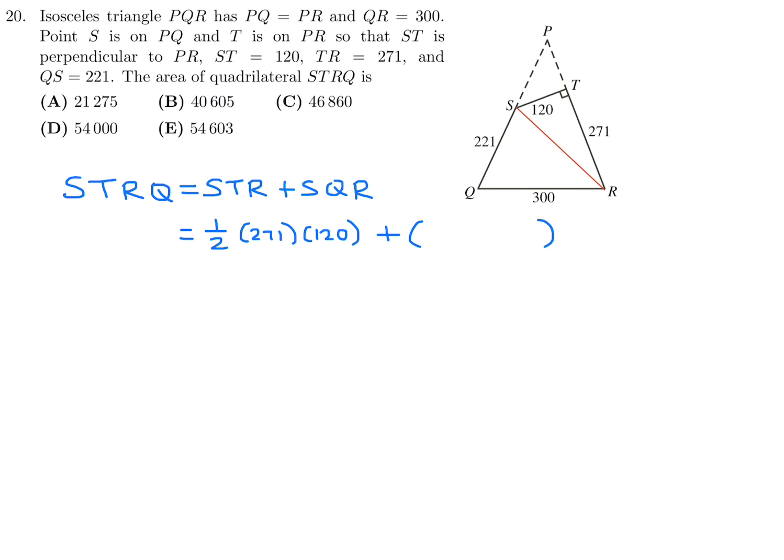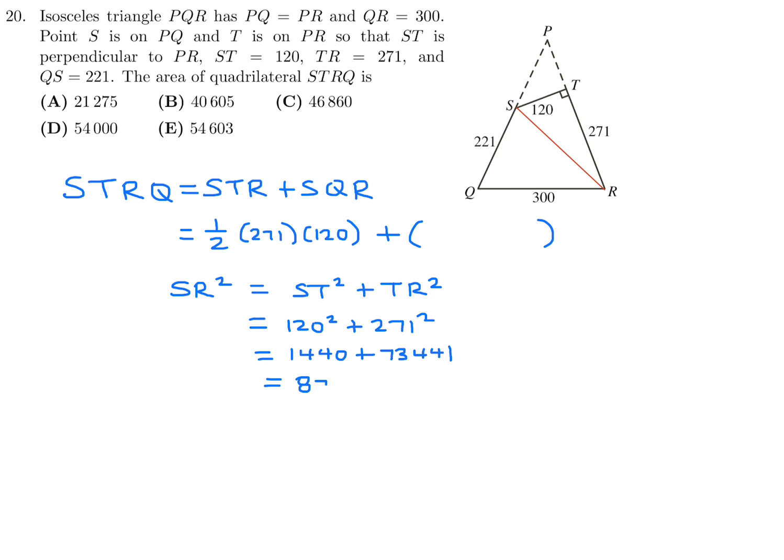Well, SR can be easily figured out using Pythagoras. ST squared plus TR squared. So that's 120 squared plus 271 squared. And that's going to be some big long number. 14400 plus 73441. When you add it up, you get 87841. And therefore, SR is approximately 296.38.